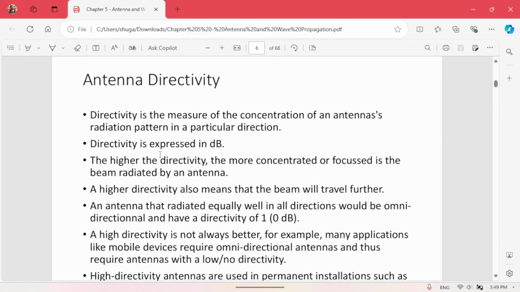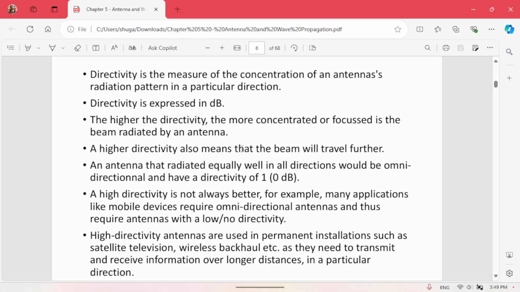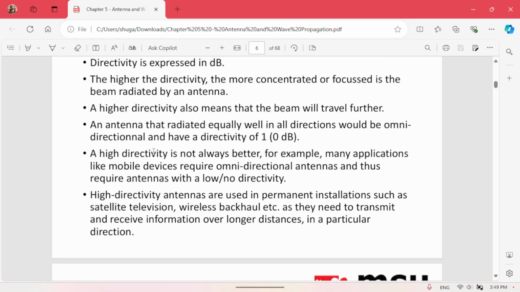Antenna directivity is the measure of the concentration of an antenna's radiation pattern in a particular direction, and it is expressed in dB, decibels. The higher the directivity, the more concentrated and focused is the beam radiated by the antenna. Higher directivity also means that the beam will travel further. An antenna that radiates equally well in all directions would be omnidirectional and have a directivity of 1 or 0 dB. A high directivity is not always better.